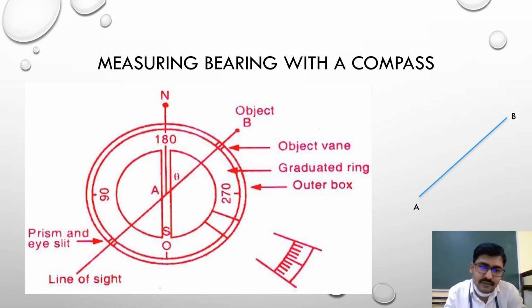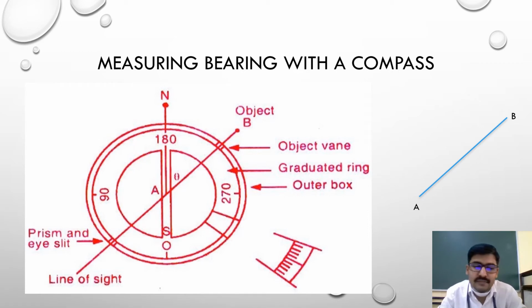Now if you just look at the left side diagram, the line of sight can be seen as AB. North is written 180, south is written 0. I have told you why it is written 0 on south and 180 on north, right? Because you are reading the angle on the opposite side of the observation. So the object is towards the north side and you are reading it out towards the south side. You can see at the left hand side prism and eye slit is written. There you are supposed to read the angle. So definitely with respect to north, the line AB makes around 35 to 40 degrees.